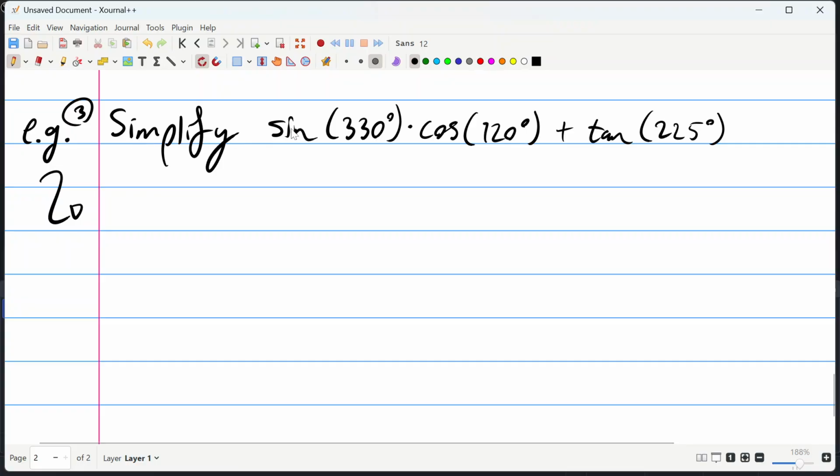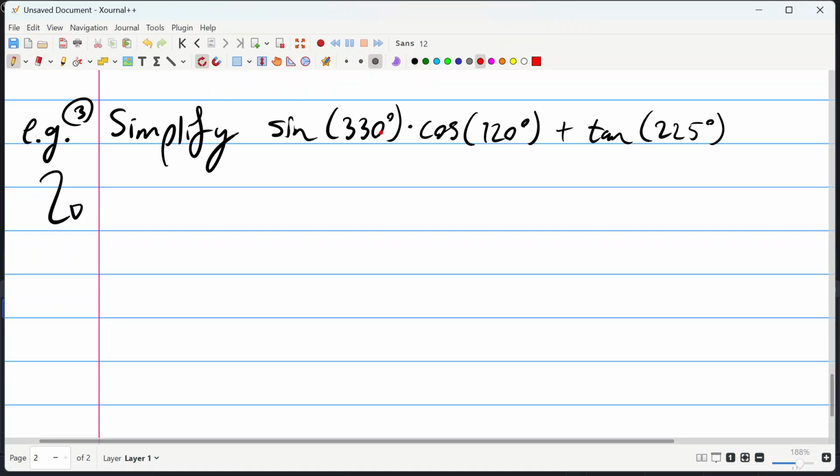Anyway, so we need to simplify sine of 330 degrees multiplied by cosine of 120 degrees plus tangent of 225 degrees. So what are we going to do from here? Now notice that 330 degrees is in which quadrant? This is in quadrant 4, right? 330 degrees, that's between 270 and 360 degrees.